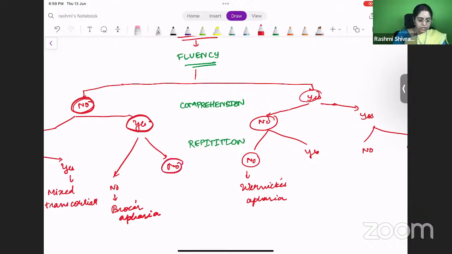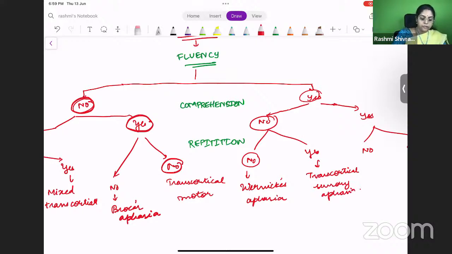So when the repetition is intact in a similar kind of Broca's aphasia, that will be transcortical motor aphasia. And in a similar kind of Wernicke's aphasia, this will be transcortical sensory aphasia.